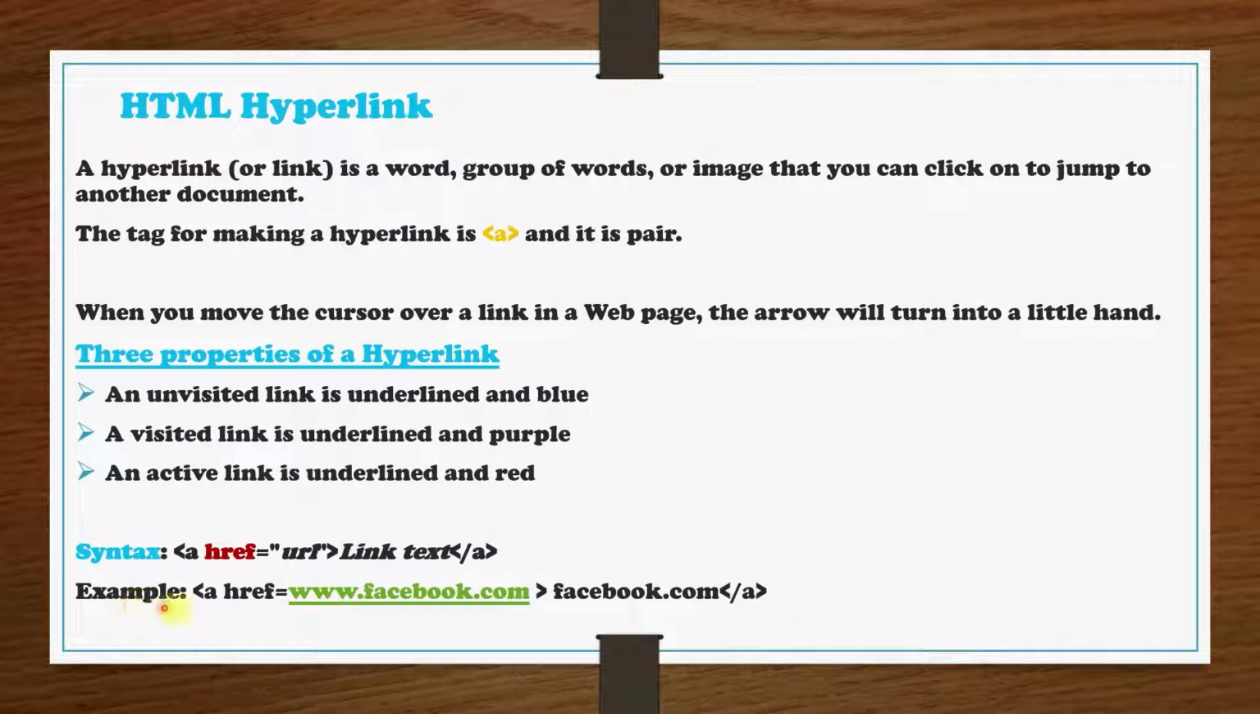Here's an example. We make a link to the Facebook website. Suppose that when this link is displayed in your web page, you can see this part. No, because they are cut. You just see facebook.com. When you click on this, it will take you to the Facebook website.